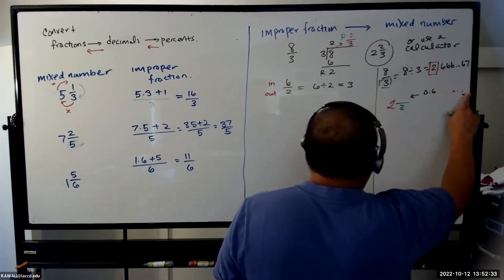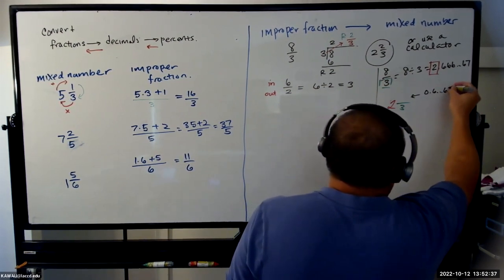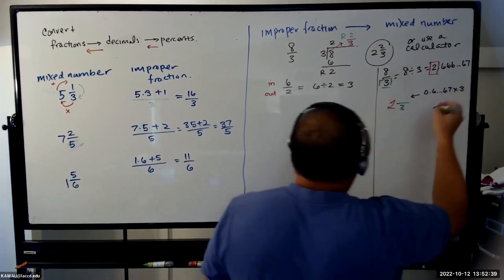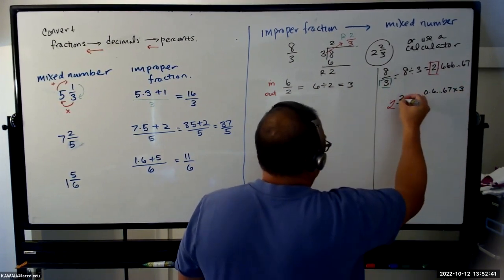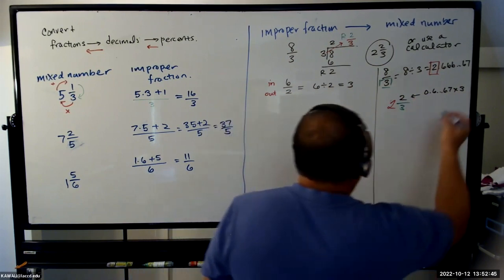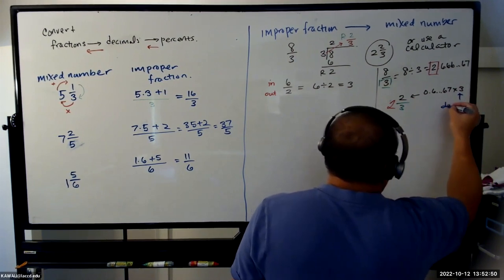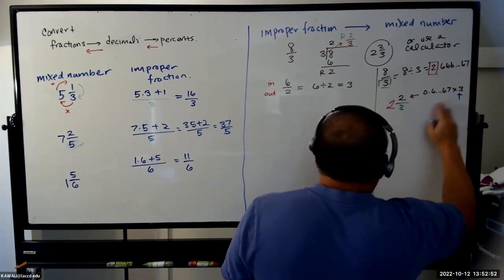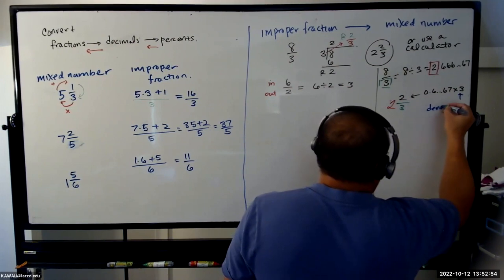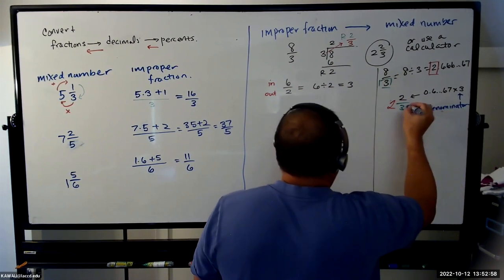Let me make it prettier. Dot, dot, dot, 6, 7 times 3. So this will give me 2. This right here is the denominator. That's the denominator, that's the denominator.